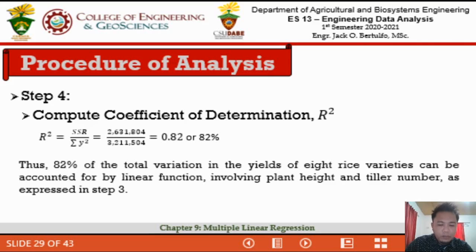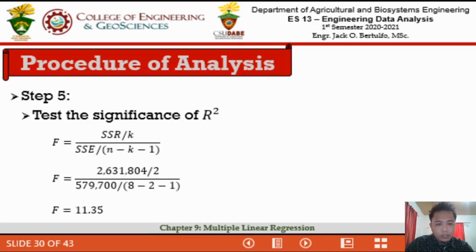Okay? Now we have an additional analysis to test if this 82% is significantly different from 0. Okay? Now, we need to test the significance of R squared. We will use the F value. So, we have here the formula for the F to calculate the computed F, and we will compare this to the tabulated F.